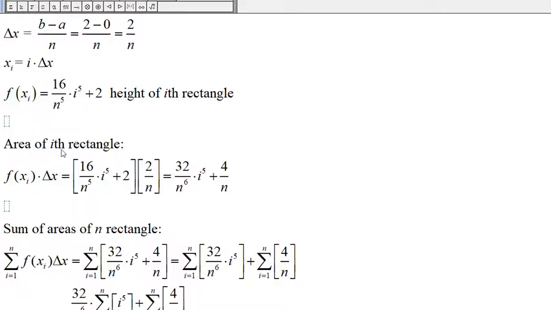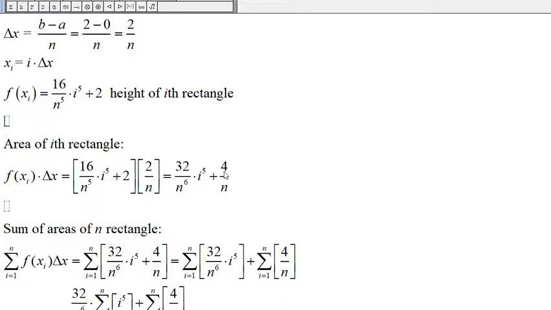Now let's get the area of the ith rectangle. So area would be height times width. The height is this expression. The width, delta x, is 2 over n. And then multiply this out, we get 32 over n to the 6th times i to the 5th plus 4 over n. So this is the area of the ith rectangle.